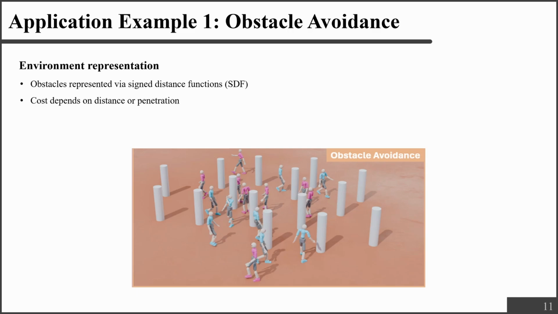It's one example of application. Obstacle avoidance is expressed as a cost over the future state trajectory. The environment obstacles are represented by an SDF, which provides a distance-to-surface value and indicates penetration when negative. A cost term penalizes states that approach obstacles too closely or penetrate them, and this cost is accumulated over the horizon.